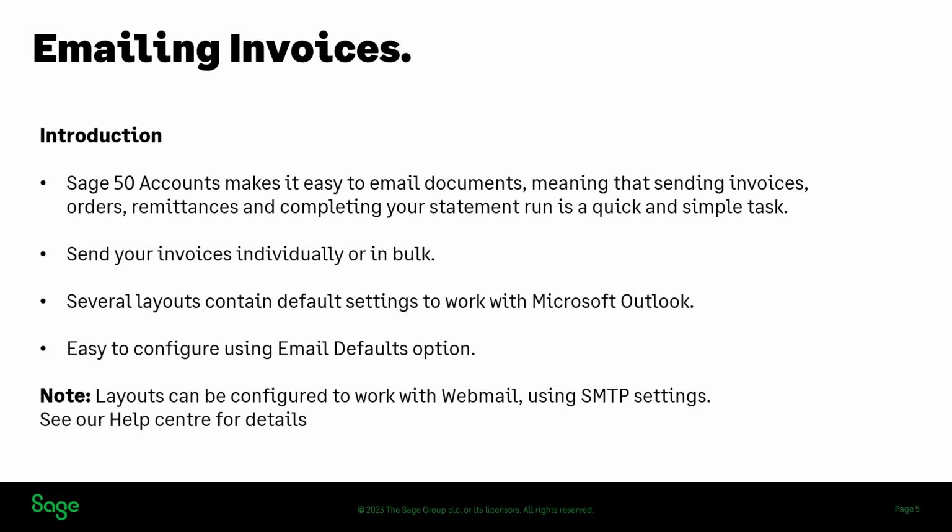Although we've advertised this session for Outlook, because the vast majority of you will be using Outlook and integrating that with Sage accounts, layouts can be configured even if you work with webmail, such as Gmail, for instance, and you would just use SMTP settings. If you have a look in our help center, if you are using webmail software, then you will find information on how you go about configuring those SMTP settings. Bit of a tongue twister, that one. You'll see how to configure those settings from the information that's available. So you can just search for that one.